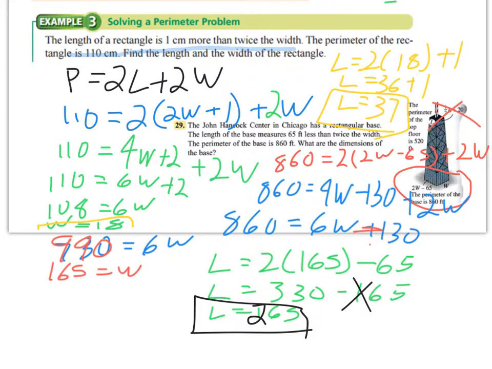So the length is 265, the width is 165. Of course, these are in feet. I guess I haven't been focusing on units. Of course, we should. This one being in feet and the previous one being centimeters. So it does make a difference, obviously, what the units are there. You would hate to say that the base of the John Hancock Center had a length of 265 centimeters. Again, not the biggest deal, but we should make sure that we do use units there.